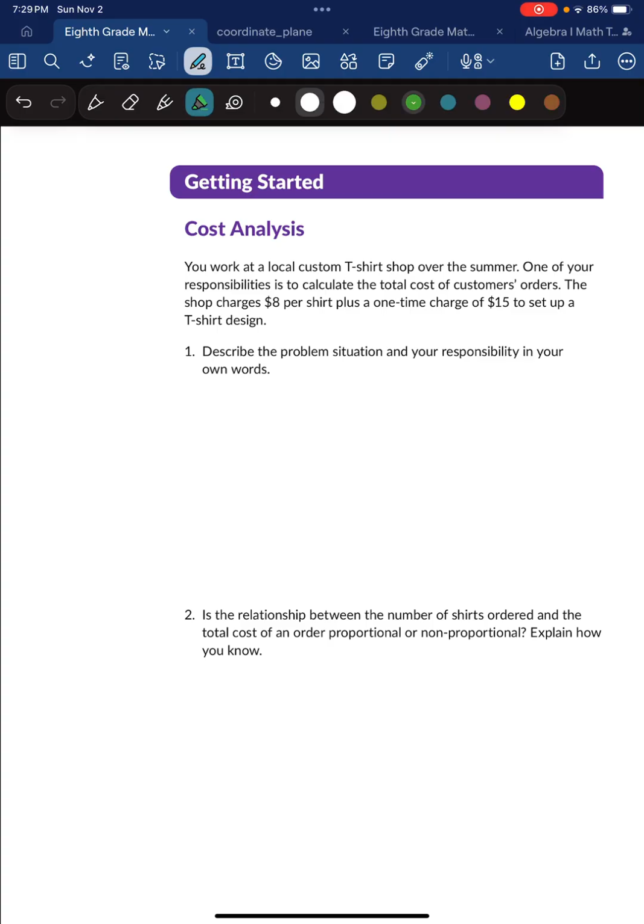So the scenario says you work at a local custom t-shirt shop over the summer. One of your responsibilities is to calculate the total cost of customers' orders. The shop charges $8 per shirt plus a one-time charge of $15 to set up a t-shirt design. That is the key information here. So describe the problem situation and your responsibility in your own words.